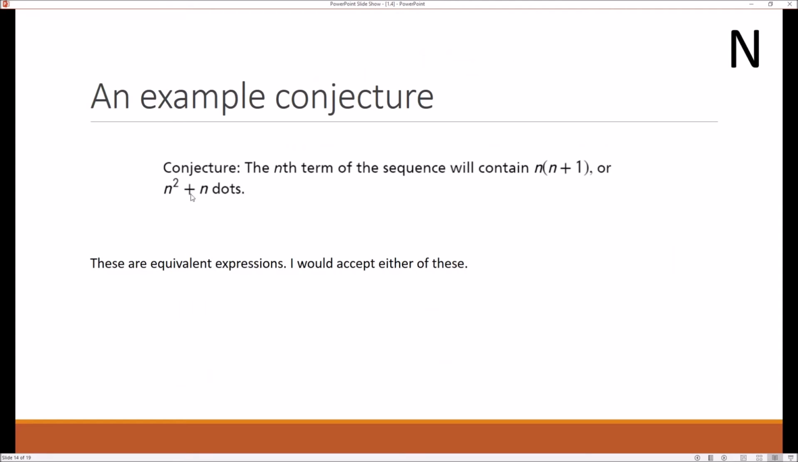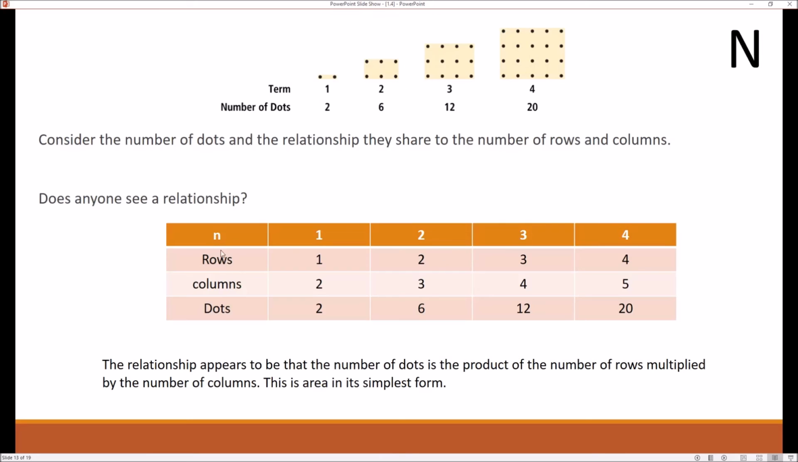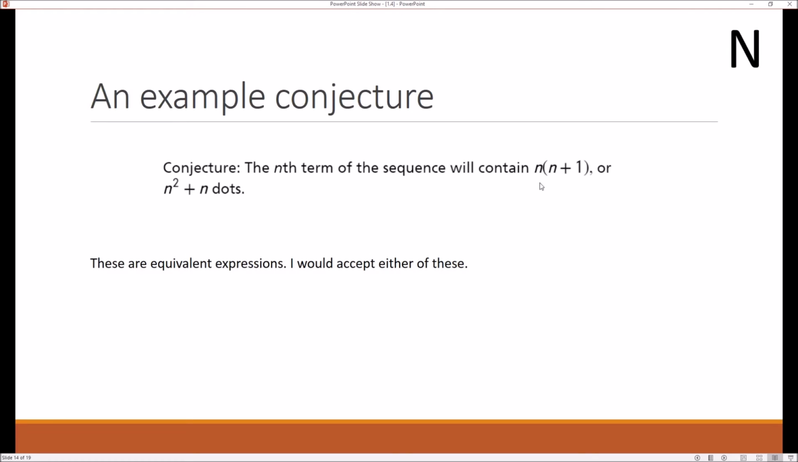So let's look at n squared plus n on this chart. So n is 1. N squared plus n would be 1 squared plus 1, which gives me 2 dots. My second term, n equals 2, gives me 2 squared, which is 4, plus 2 dots. N equals 3 is 3 squared plus 3, which is 9 plus 3 is 12. So that's how this works. This conjecture, written either way, is perfect for your homework, for your test, and for your quiz.